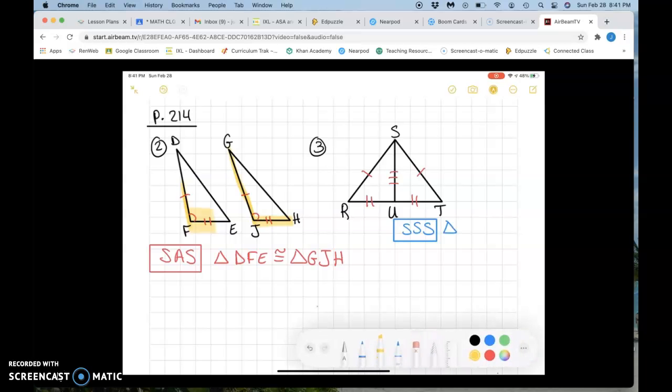So I'm going to start with the side that has 1 mark on it and go to the side that has 2. So I'm going to call it triangle SRU. And then on the other side, this is kind of like what you're going to see on IXL. I have to start up here, the side that has 1, and go to the side that has 2. So I'm going to name it STU.